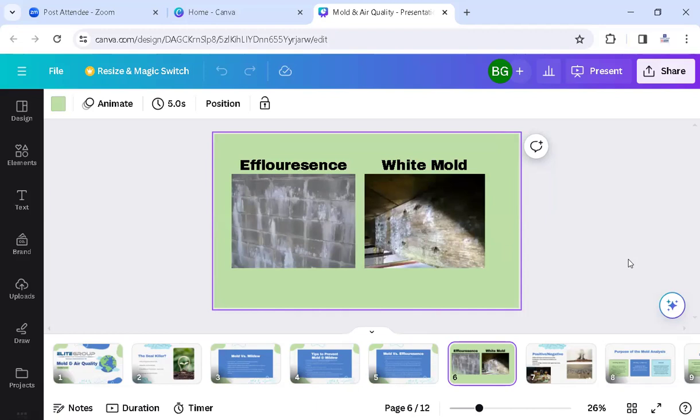On the right, we've got either an attic or a subfloor. I can't quite tell from this picture, but that is actually white mold and they look incredibly similar. And the reason I wanted to bring that up is because the goal of inspecting for mold or mold spores or anything like that we do, the goal is to identify what we're dealing with.